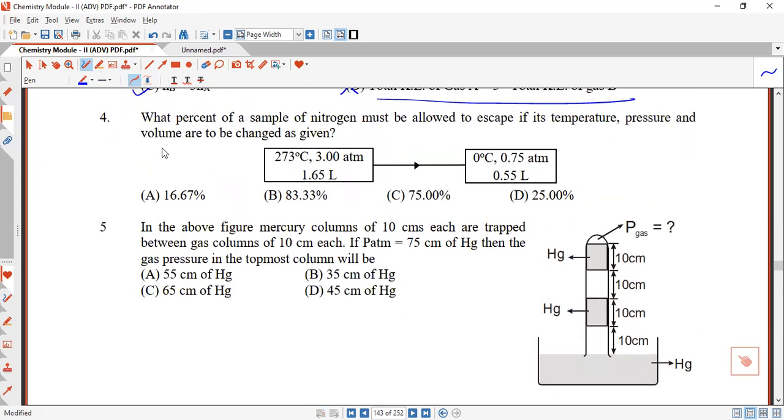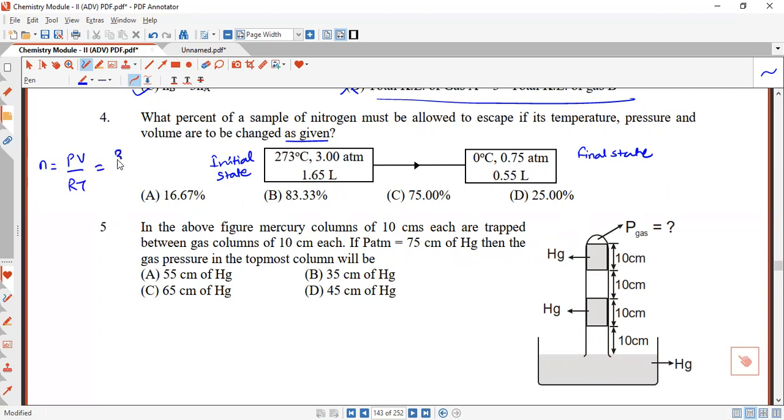Question number 4. What percentage of a sample of nitrogen must be allowed to escape? Its temperature, pressure, and volume are to be changed as given. Okay, so this is the initial state, and this is the final state. Let's say the number of moles initially is N. N is nothing but PV by RT.